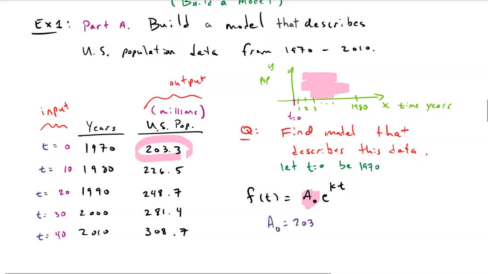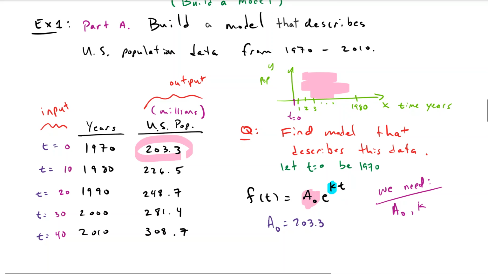A0 is 203.3 million. We need A0 and K. Those are the two things we need for the model, right? Because e, that's just a natural exponential, and t, that's just our variable, so it stays. It never changes. So the two constants we need are A0 and K to be able to specify our model.